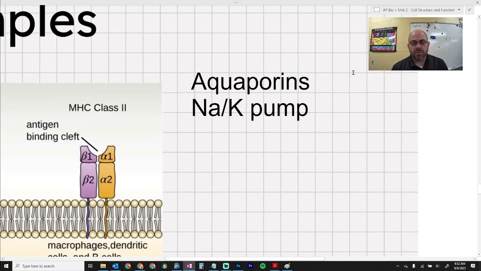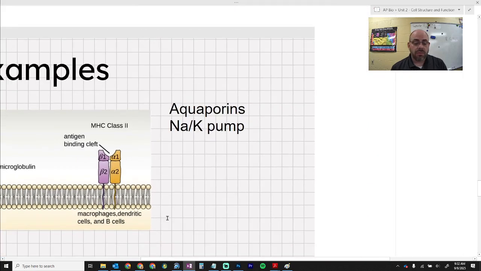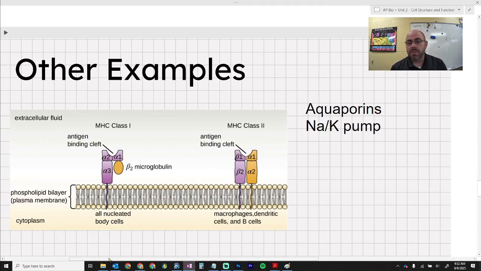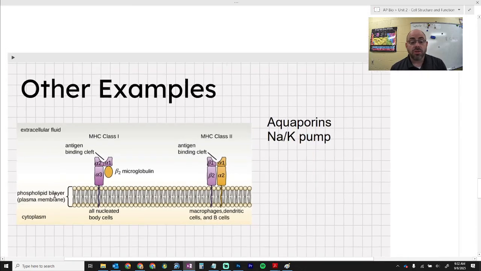Some other things that we'll talk about when we get to transport are aquaporins. Think of the word aqua, water, porin, pour. It's literally a tube that allows water in. Sodium, potassium pumps. I'll give you one guess as to what they pump. But because it's called a pump, they do require energy. Again, we're going to talk about different kinds of transport in 2.4.